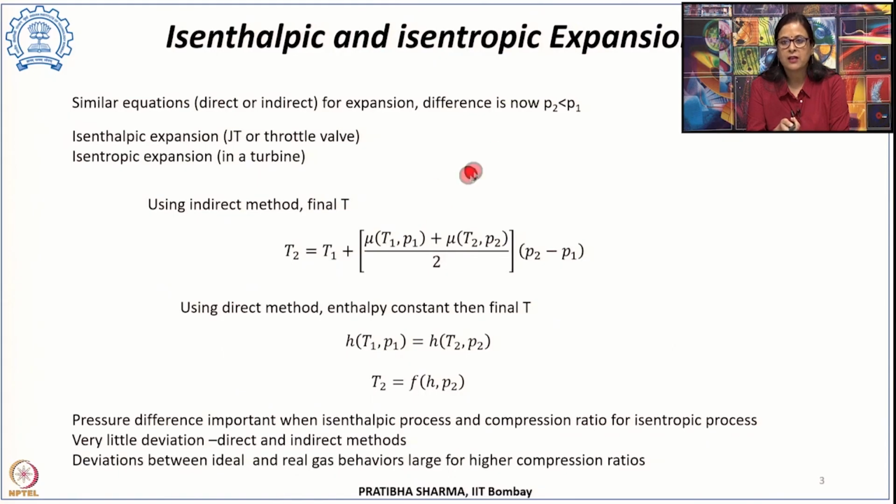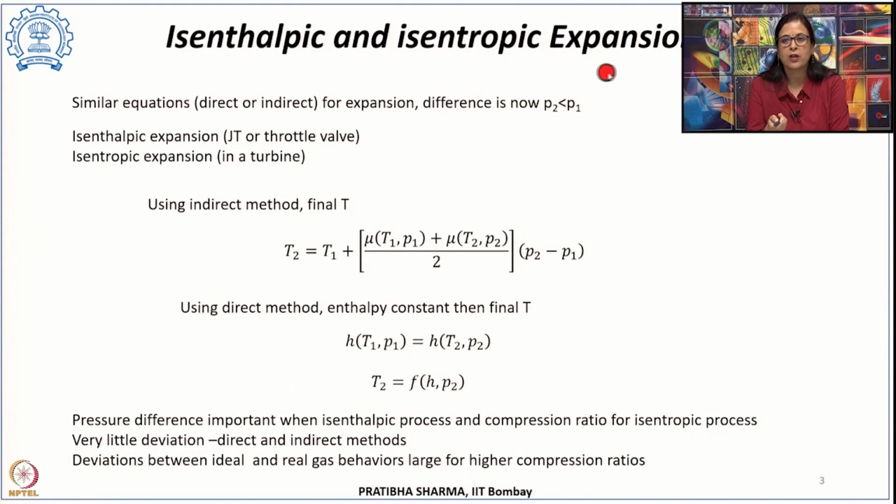The difference will be now this is an expansion, so there will be a pressure drop, as such the outlet pressure or the delivery pressure is lower compared to the inlet pressure or the suction pressure. So, the condition that we will be using will be P2 less than P1. Now, when we consider the expansion of the gas, there can be two ways in which we can expand.